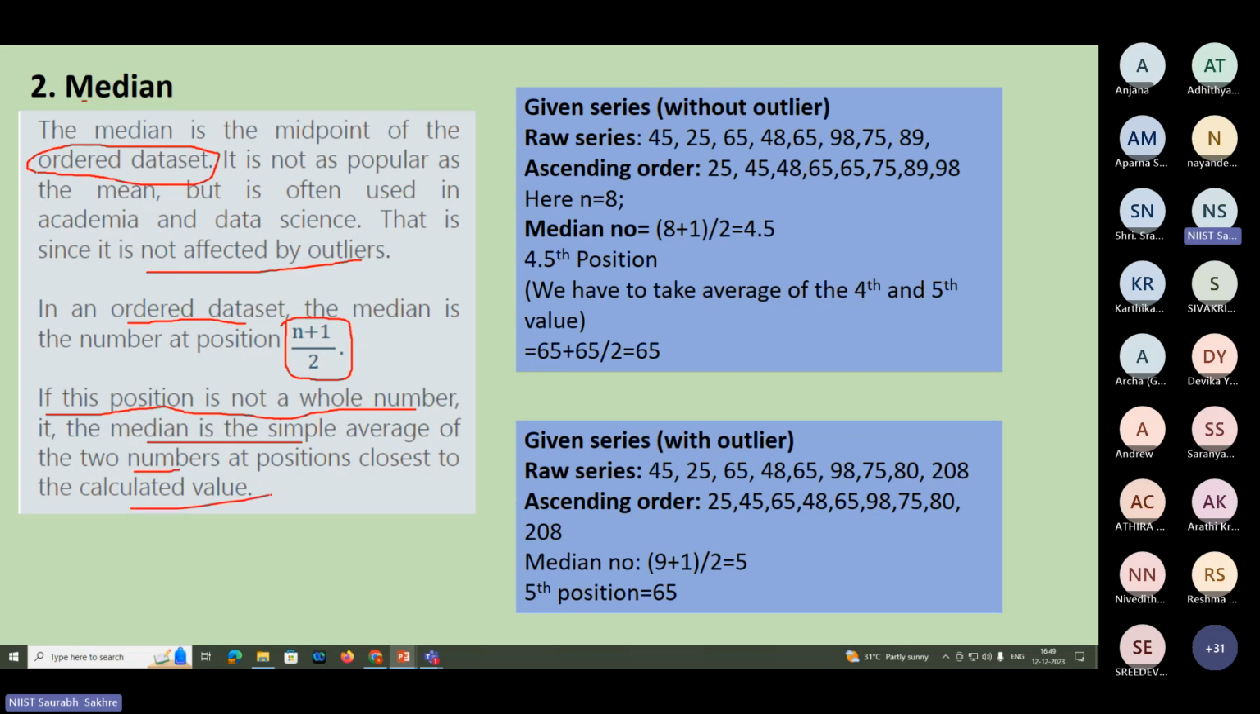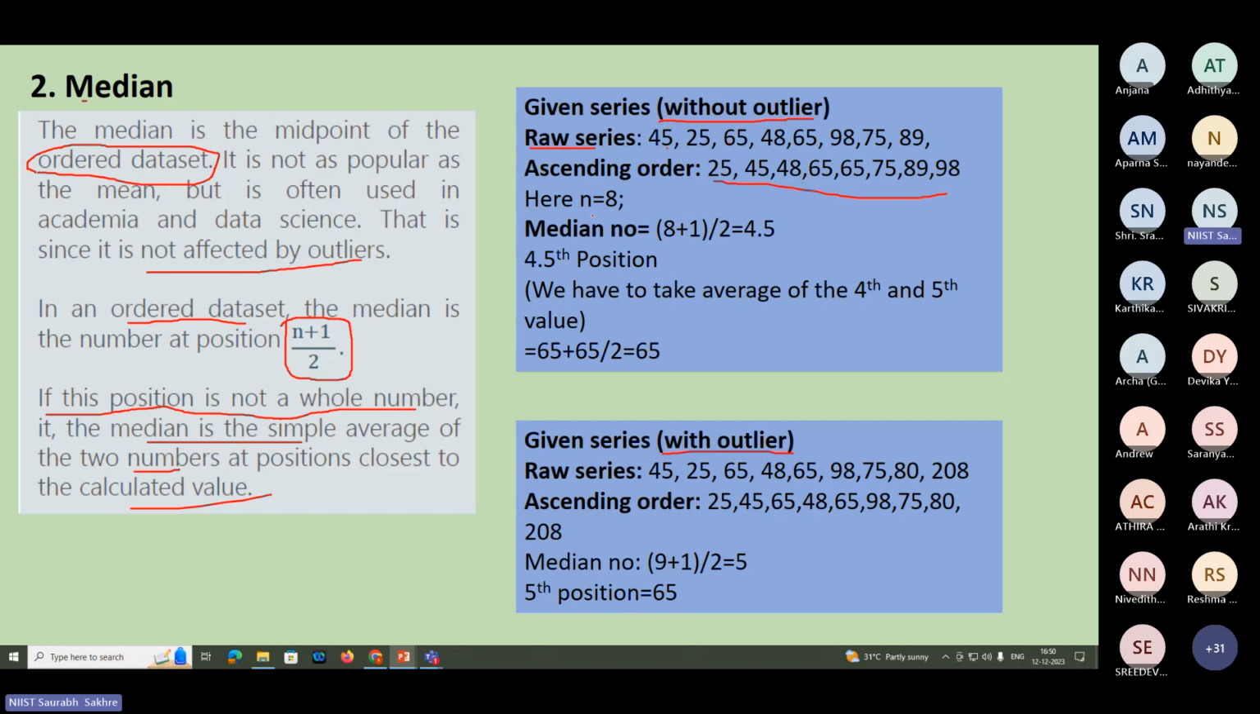Now I'll explain it to you with an example. Here also I will take 2 series, one without an outlier and the other with an outlier. So this is our raw series: 45, 25, 65, 48, 65, 98, 75 and 89. Now first I will arrange all this in the ascending order, in the increasing order of its value. So I have arranged it in ascending order: 25, 45, 48 to 98.